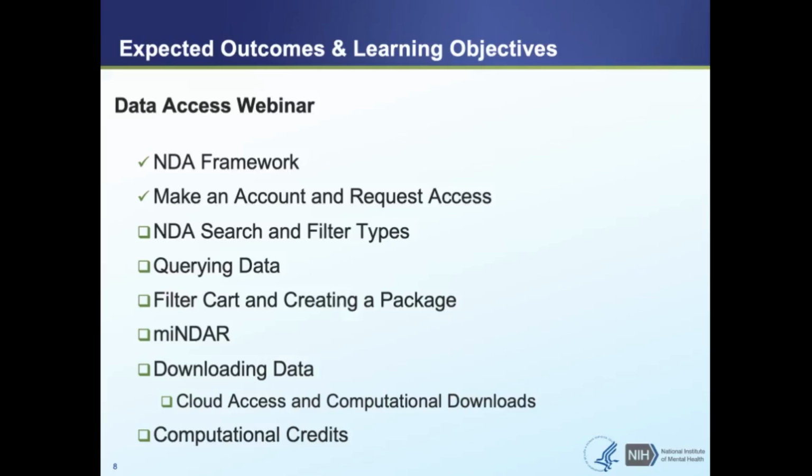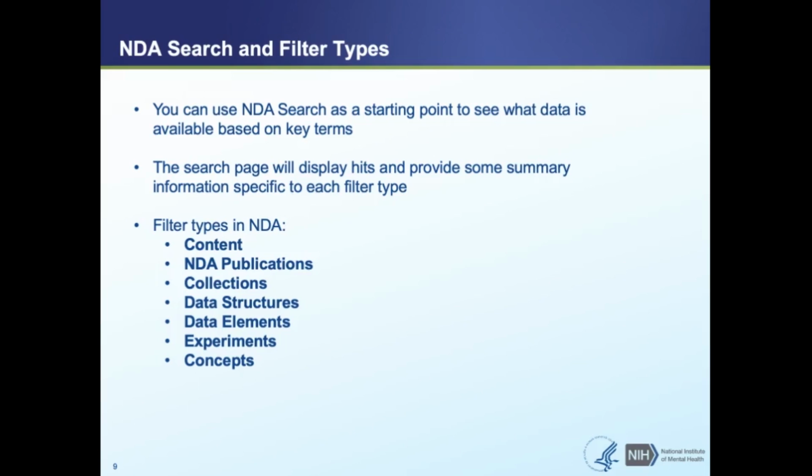So now that we've walked through the steps of how to make an account and request access to data, we'll talk about how to search for data using NDA search and filter types. If you already know the data you are looking for exists or want to access prepackaged data, then you can go straight to our new query tool. If you're interested in just seeing what data exists in NDA, then you can use our search tool.